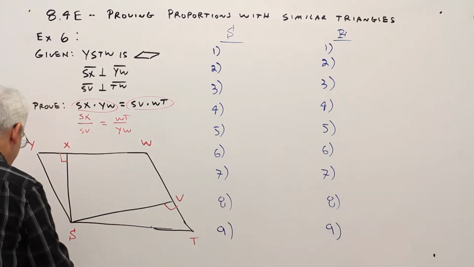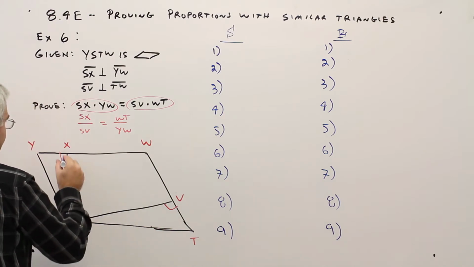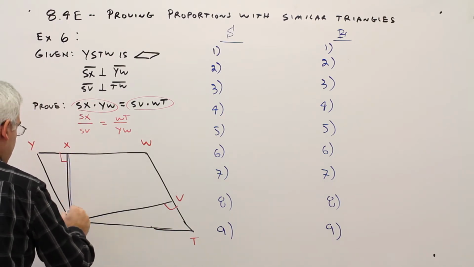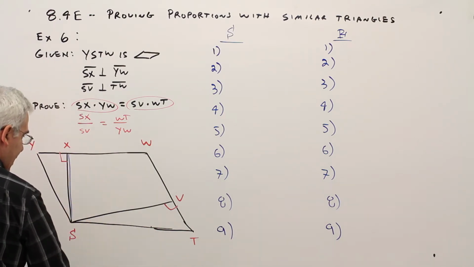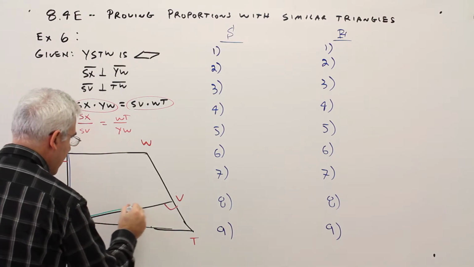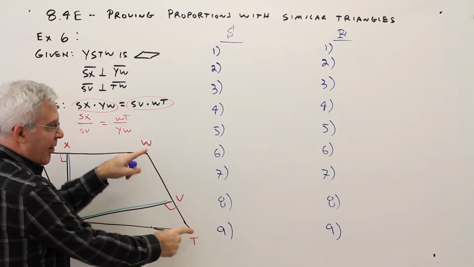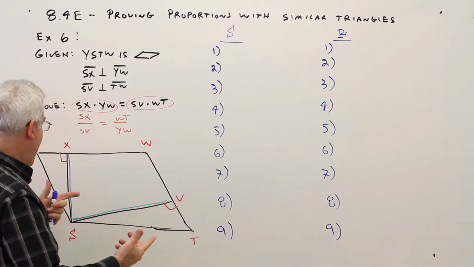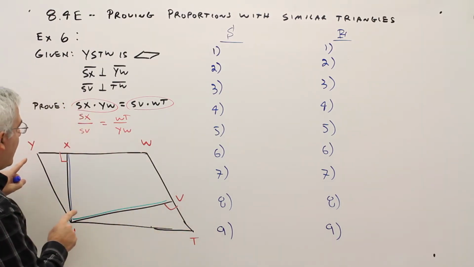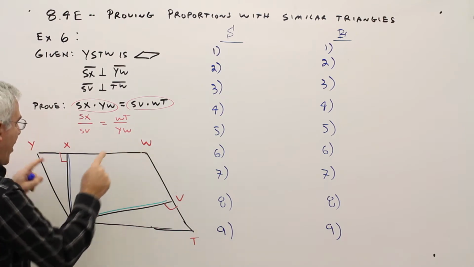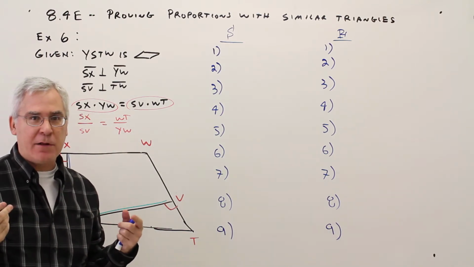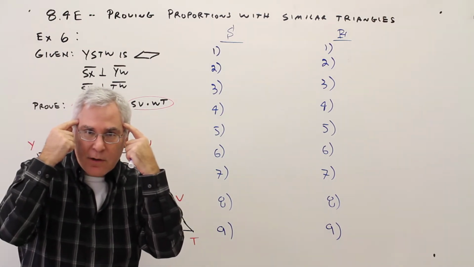Okay, once I do that, then I'm looking for triangles. So let's see what I've got here. SX is here. SV is here. But then WT is way over here. That's not part of a triangle, and YW is right up there. That's not part of a triangle. But this is where you gotta think a little bit.